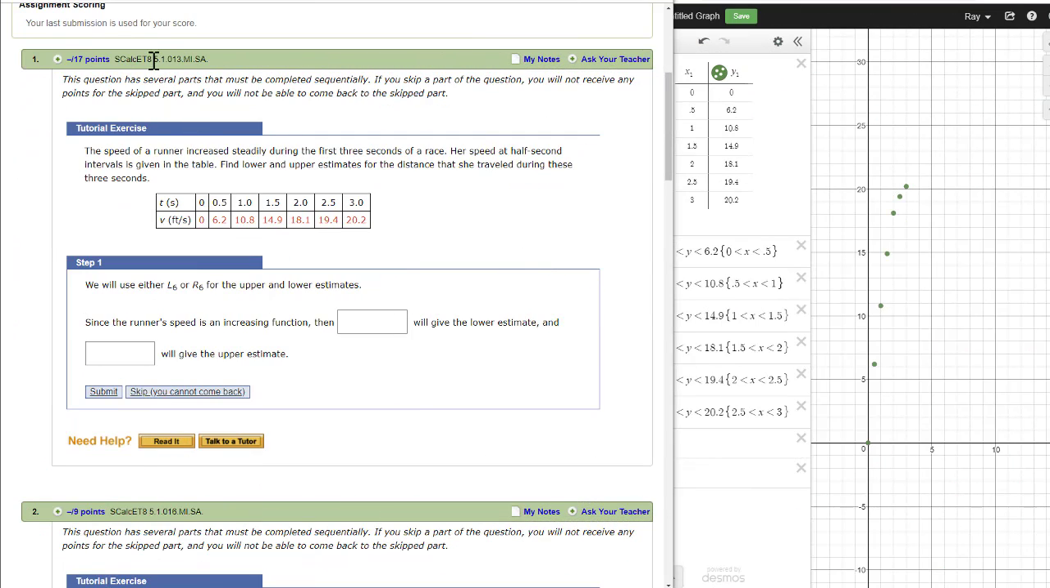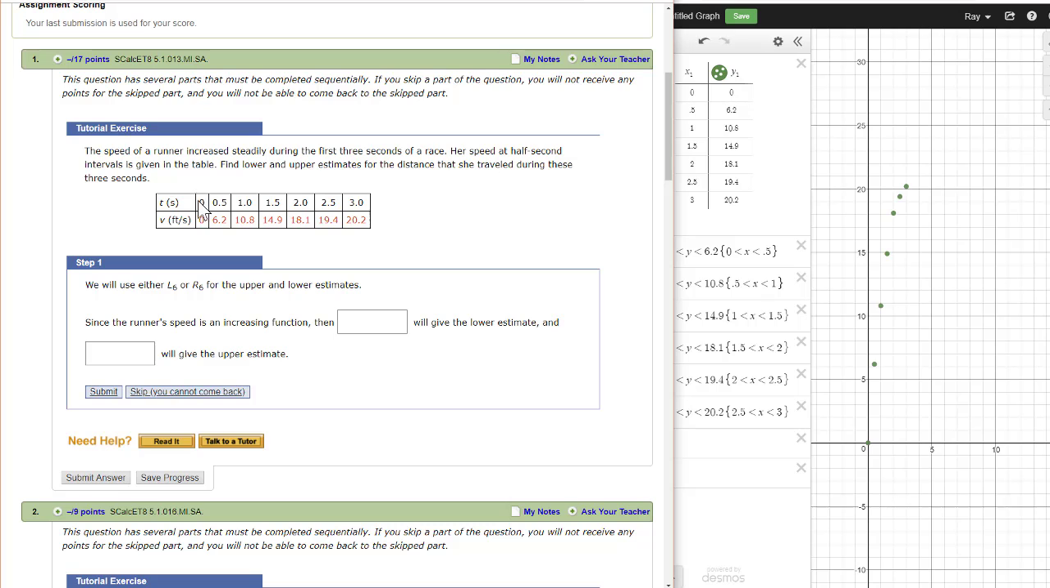Let's take a look at a lab problem from section 5.1. This problem is asking us to look at the speed of the runner that's increasing steadily during the first 3 seconds of the race. Her speed at half second intervals is given in the table. Find the lower and upper estimates for the distance traveled in 3 seconds.